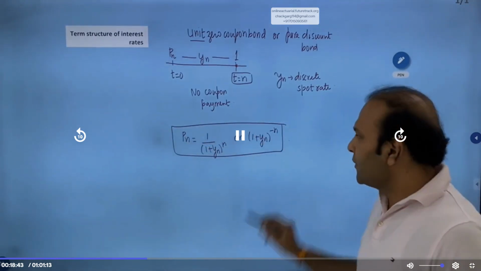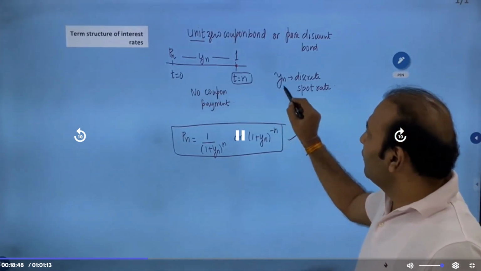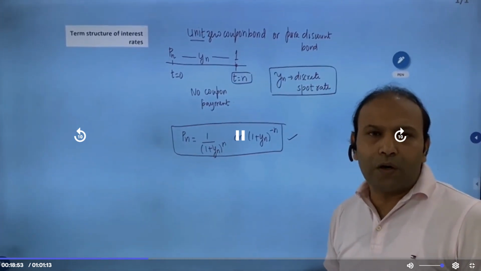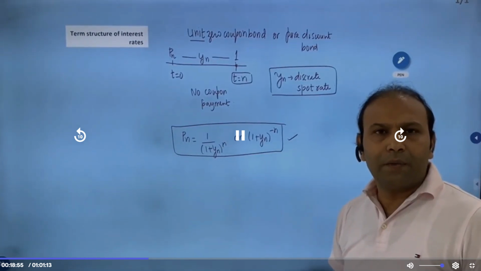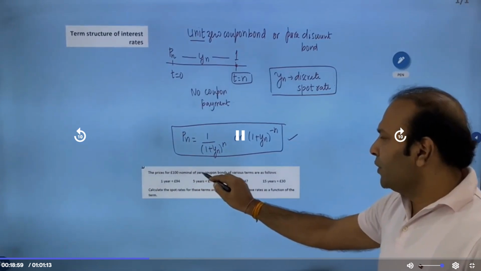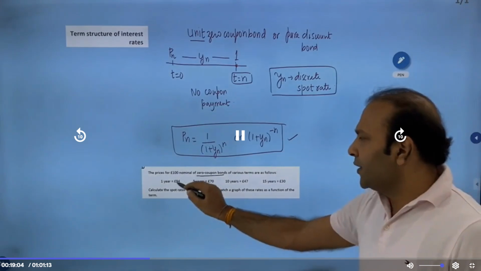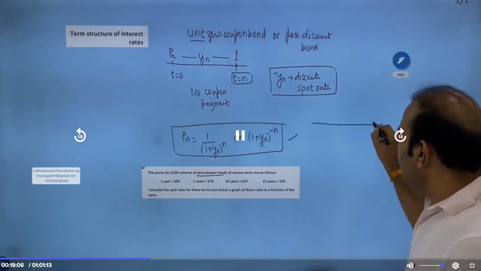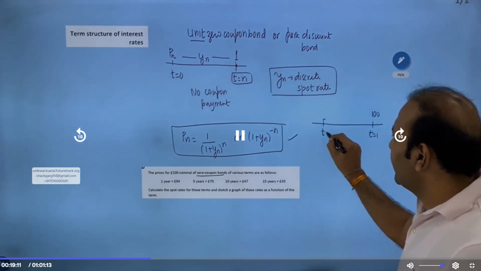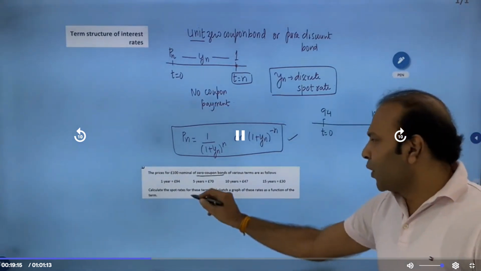Fine. So class, this is my price of unit zero coupon bond, and the new term we are using now, yn, is known as the discrete spot rate. Fine. Any problem? Class, let's see one question. It says the prices of 100 nominal of zero coupon bond vary with term as follows. 1 year is 94. So class, 1 year bond has a redemption of 100, its price at time 0 is 94, and we have to find the spot rate.